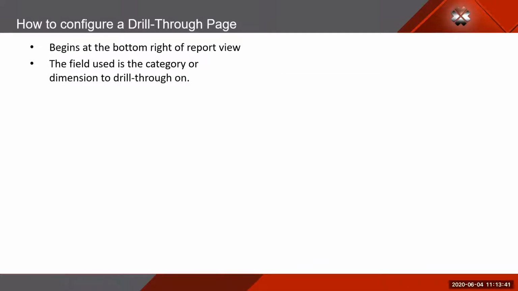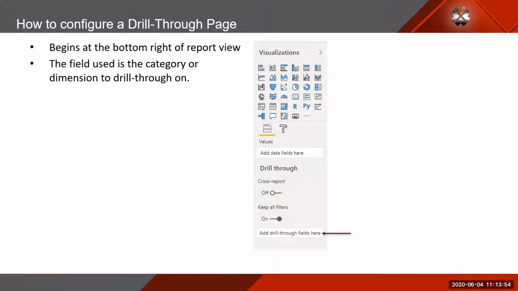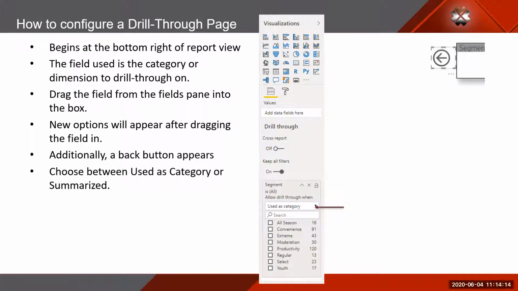So how do you configure a drill through target page? Well, it begins at the bottom right of the report view, and the field used is a category or dimension to drill through on. In the visualizations pane, on a typical blank page or a developed page, you'll see this drill through fields box. You will configure a page by dragging a field into the drill through field box. And in our example for this walkthrough, we'll be dragging our field segment from the product table. In our example analysis, we will want to get insights on each product segment individually and see how our employees are performing and selling these items in these segments in specific months.